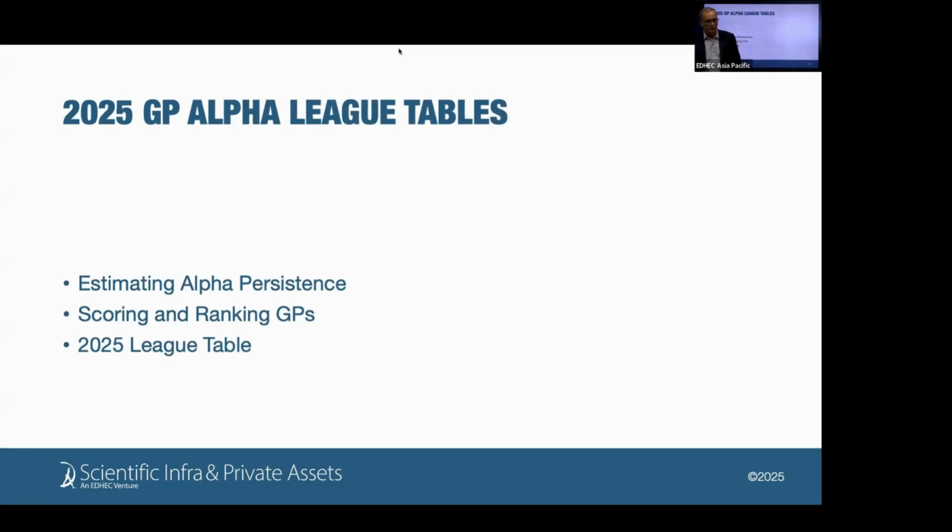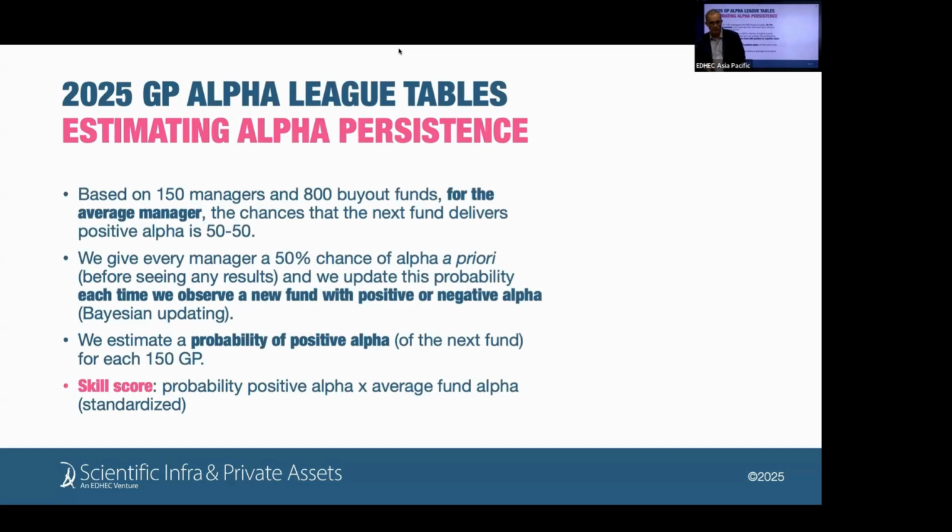You invest in the fund with the same manager that you invested before because you've seen their track record, you've seen them achieve something. So is it the case that when an asset manager delivers positive alpha, they are more likely to deliver positive alpha again the next time around or not? So we look at that, and then that allows us to complete basically the scoring and ranking methodology for GPs and produce a GP level league table.